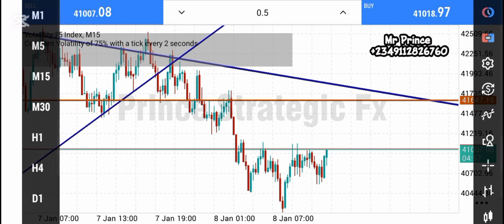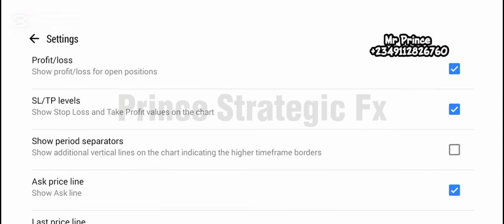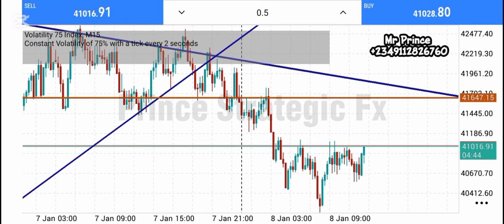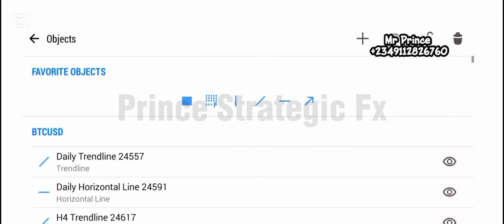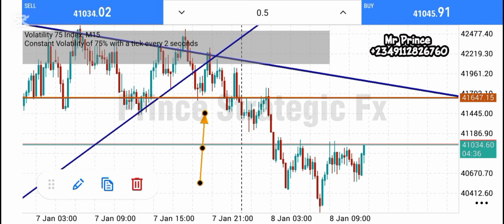Now, for me, I will just go to my settings right here, then move a little bit upward and apply what they call the show period separator. What the show period separator does is it shows me exactly where price opened, where price started from today, right? Okay.